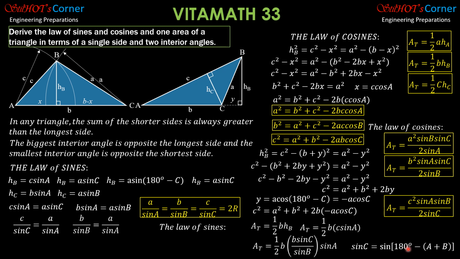And remember sine of 180 degrees minus something, let us say theta, is sine of theta itself. So therefore, if we denote this A plus B as theta, you can replace sine C by sine of quantity A plus B. So that's it. That's the original formula, but I just put C here, B here, A here, so that the area formula would be compact.